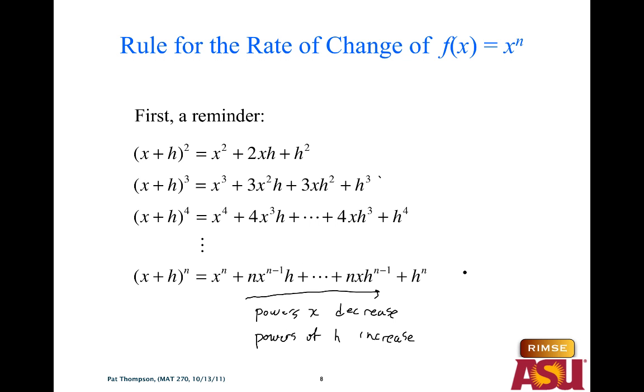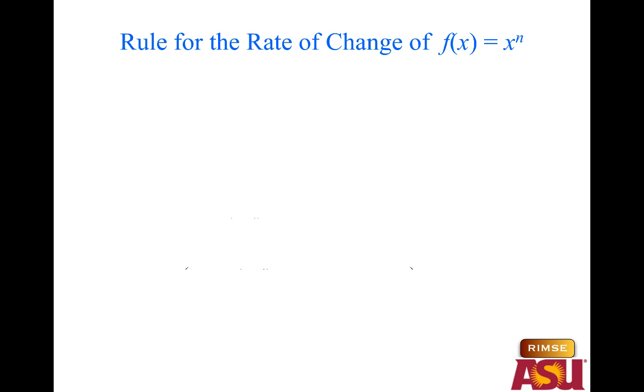So we're going to need that expression right there, and that could work for any n. We know there's going to be a bunch of middle terms, but it's going to start with x to the n and end with h to the n. For each term, the powers of x will decrease and powers of h will increase. So we want to do f of x equals x to the n.